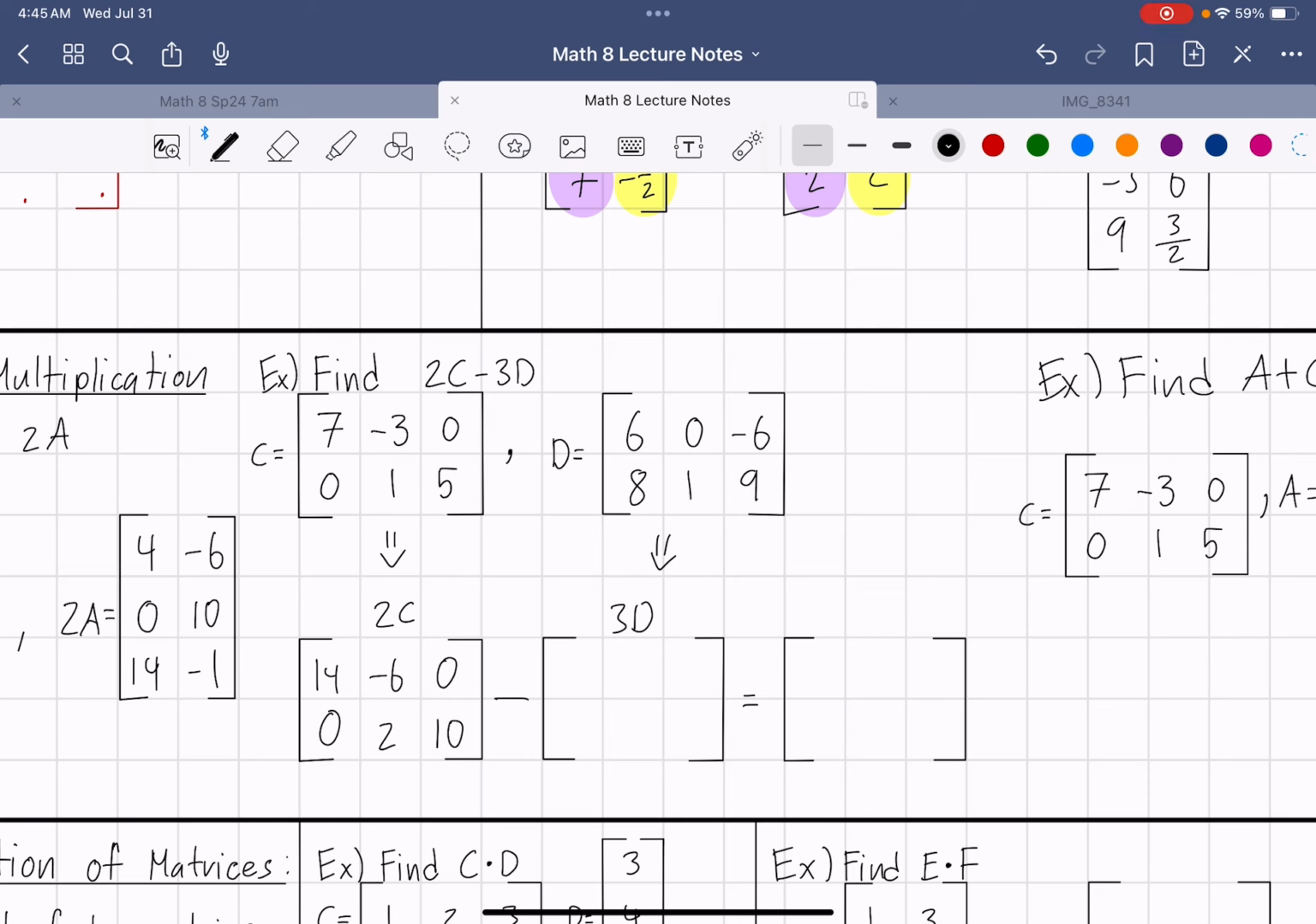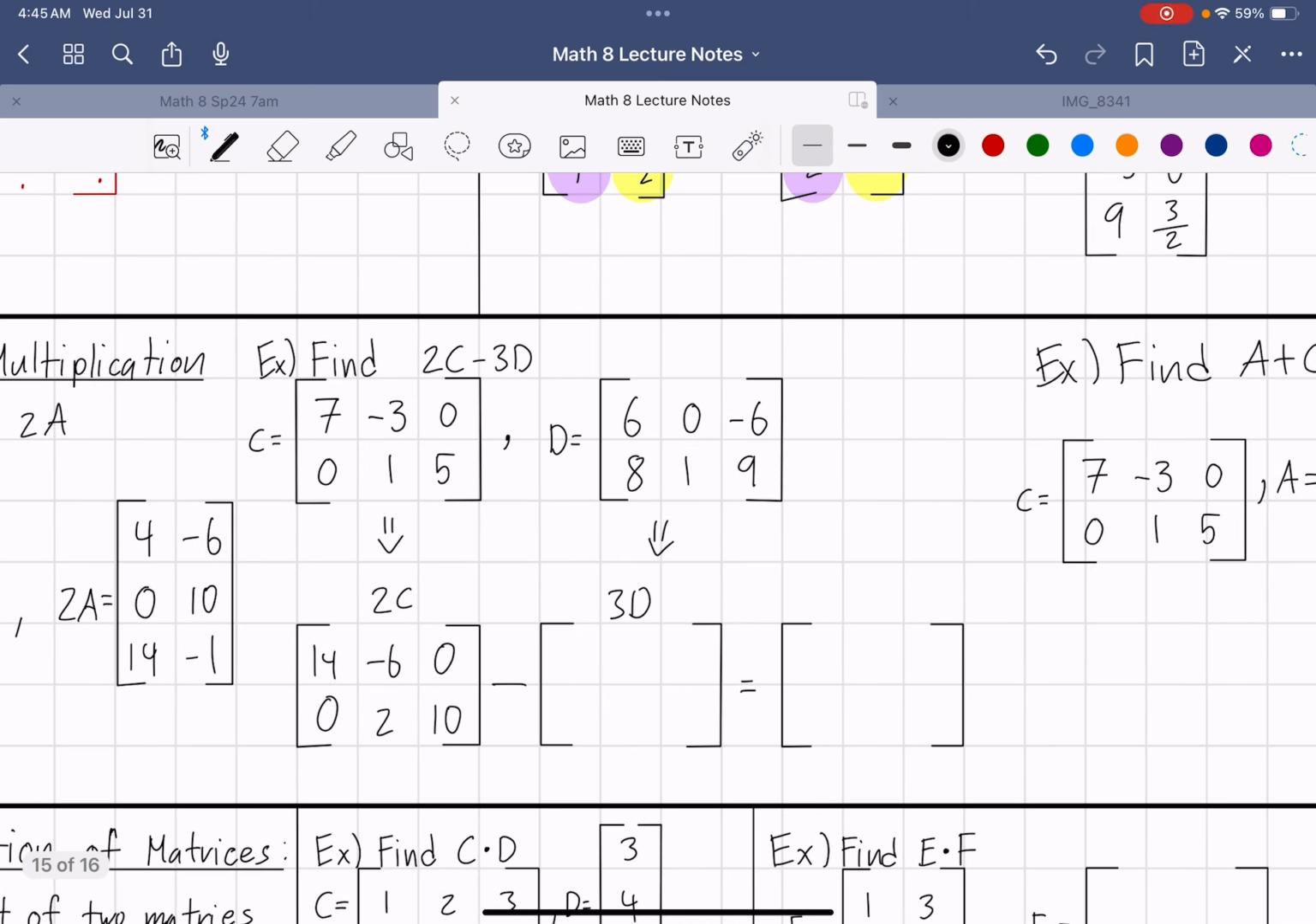And then I'll handle 3D. So I'm not applying the negative in. I'm just going to subtract them from each other. So that's going to give me 3 times 6 is 18. 3 times 0 is 0. 3 times negative 6 is negative 18. 3 times 8 is 24. 1 times 3 is 3. And 3 times 9 is 27.